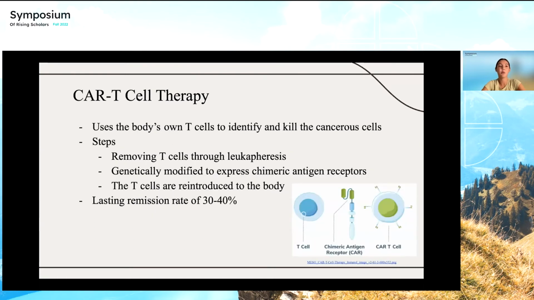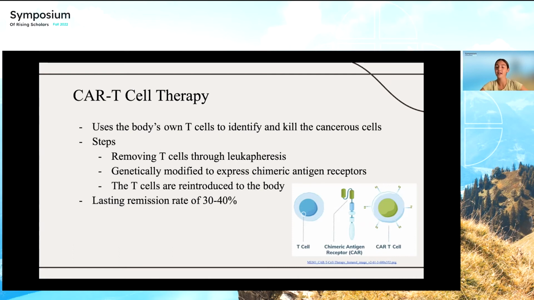So the first immunotherapy I will be discussing is CAR T cell therapy. What this therapy does is it uses the body's own T cells to identify and kill the cancerous cells. The first step to doing so is removing the T cells through a process known as leukapheresis. This is done by removing the blood from a patient where the T cells are then separated from the rest of the blood. The remaining blood is put back into the patient, and then the T cells are taken to a lab where they are genetically modified to express chimeric antigen receptors. After this, the T cells are reintroduced back into the body, now able to recognize and kill the cancerous cells.